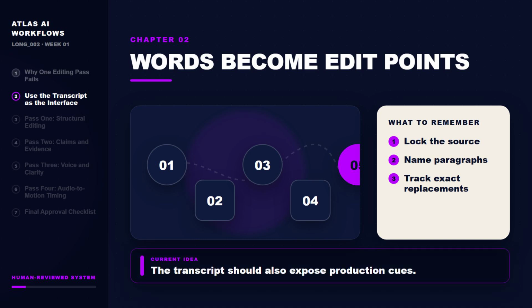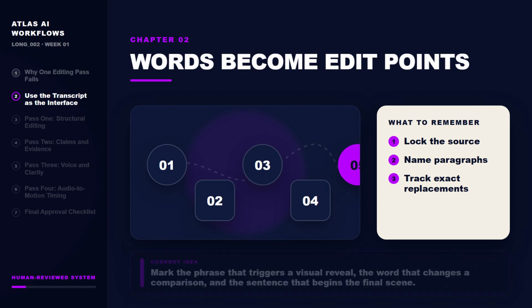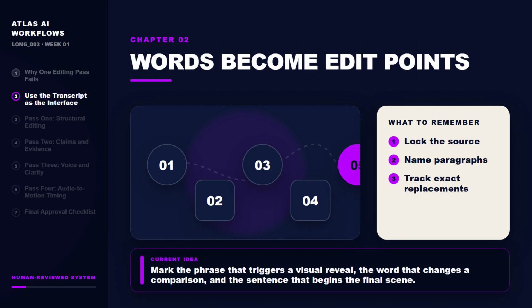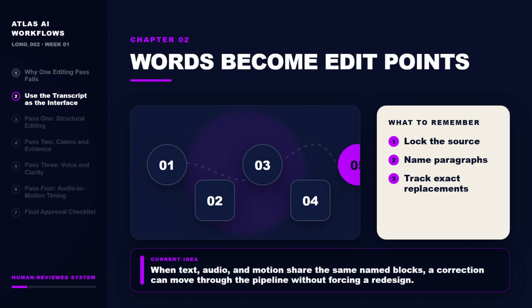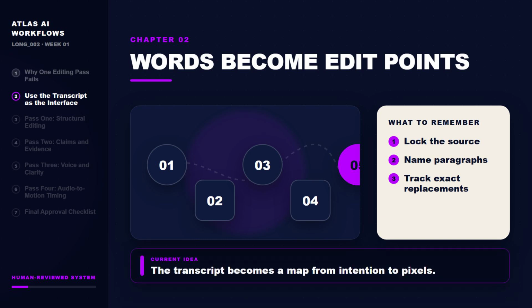The transcript should also expose production cues. Mark the phrase that triggers a visual reveal, the word that changes a comparison, and the sentence that begins the final scene. The cue belongs to the spoken language, not to a guess time on a storyboard. When text, audio, and motion share the same named blocks, a correction can move through the pipeline without forcing a redesign. The transcript becomes a map from intention to pixels.